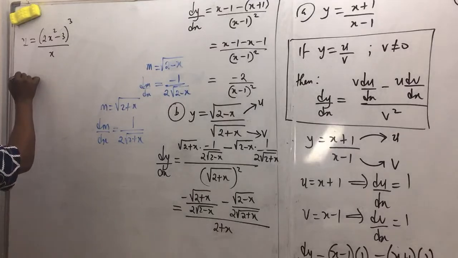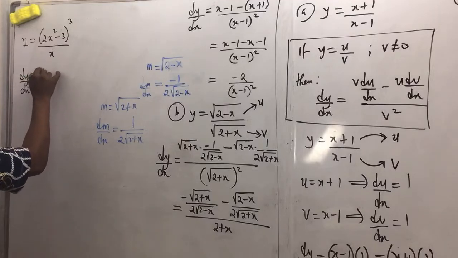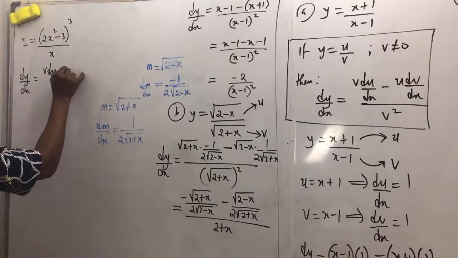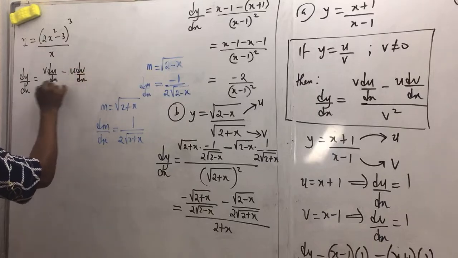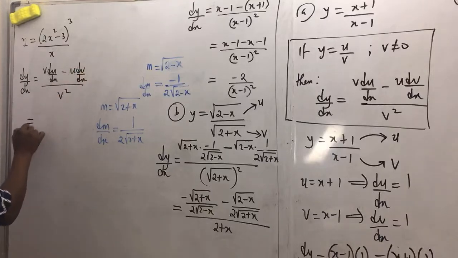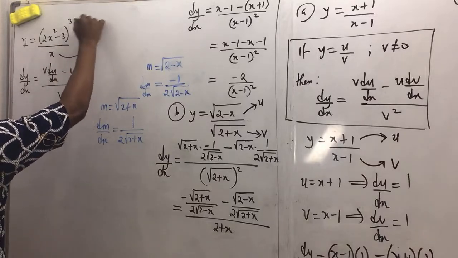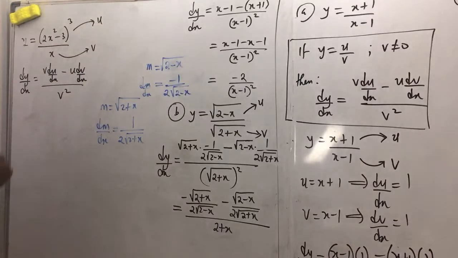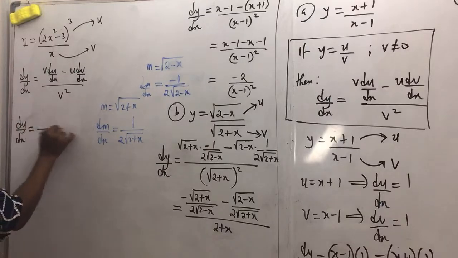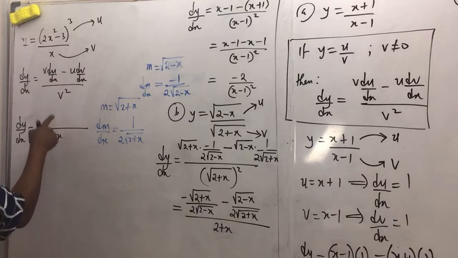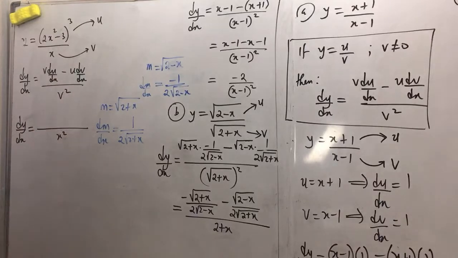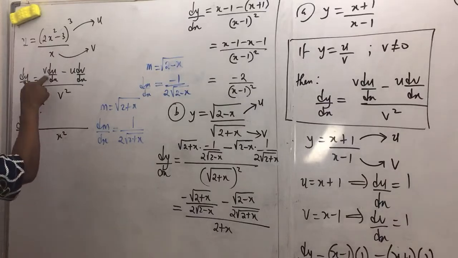Now, dy/dx is v du/dx minus u dv/dx all over v squared. So what is our v? Let's call the denominator here our v. Let's call the numerator our u. So if you differentiate this function, let's see what we are going to get. Our v is x, so we are going to have x squared for v squared. Our v again is x, so I'm going to bring x here times du/dx.